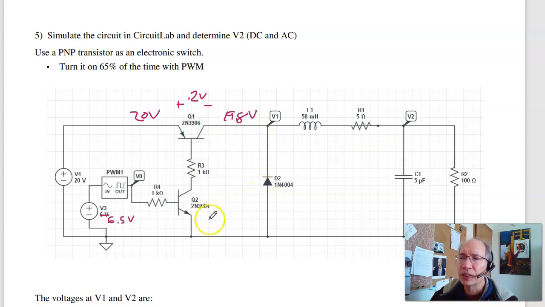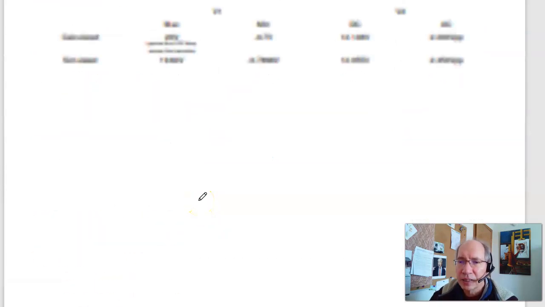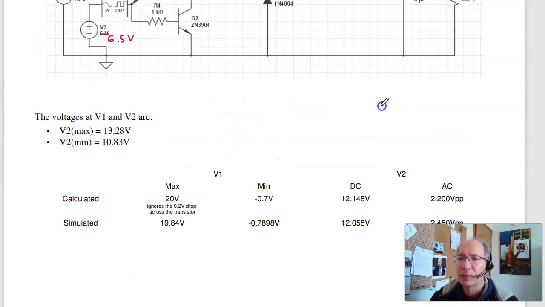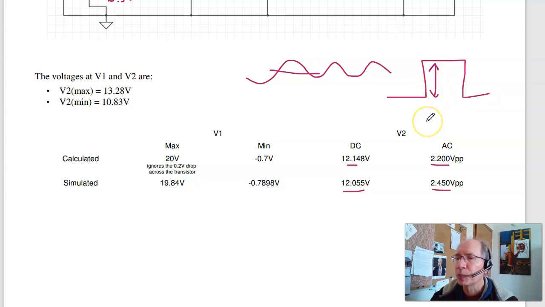So running this circuit and doing time domain simulation, I get the figure at V2. If I take the average, I get the DC signal. It's supposed to be 12.14 that I calculated. It's actually 12.05. The AC signal is 2.2 volts calculated, and is actually 2.45. So I'm a little bit off. Again, the reason that I'm off is because I've got the square wave. I'm pretending that this is a sine wave with an amplitude of 20.7 volts peak to peak. That's not true, so my answer is slightly off.